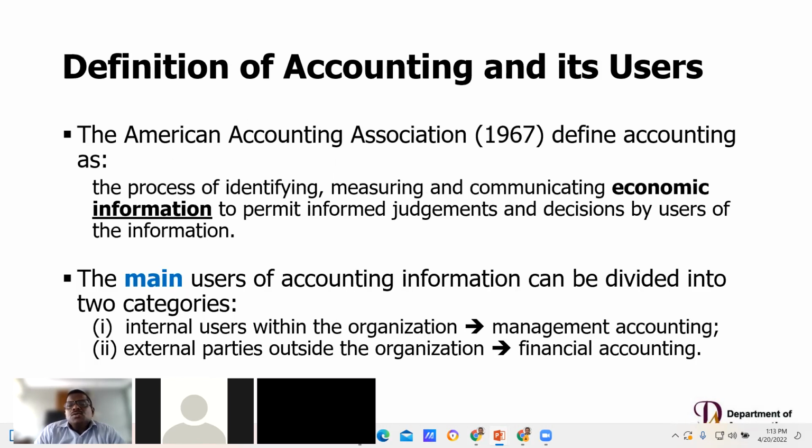All right, coming back to the accounting, when you look at the accounting, the 1967 definition focuses on a process of identifying, measuring, communicating economic information to permit informed judgments and decisions by users of information. So thereby basically, we look at the accounting as a process, a system. In a process, you have the input, you have the process, you have the output, and that is in a business environment.